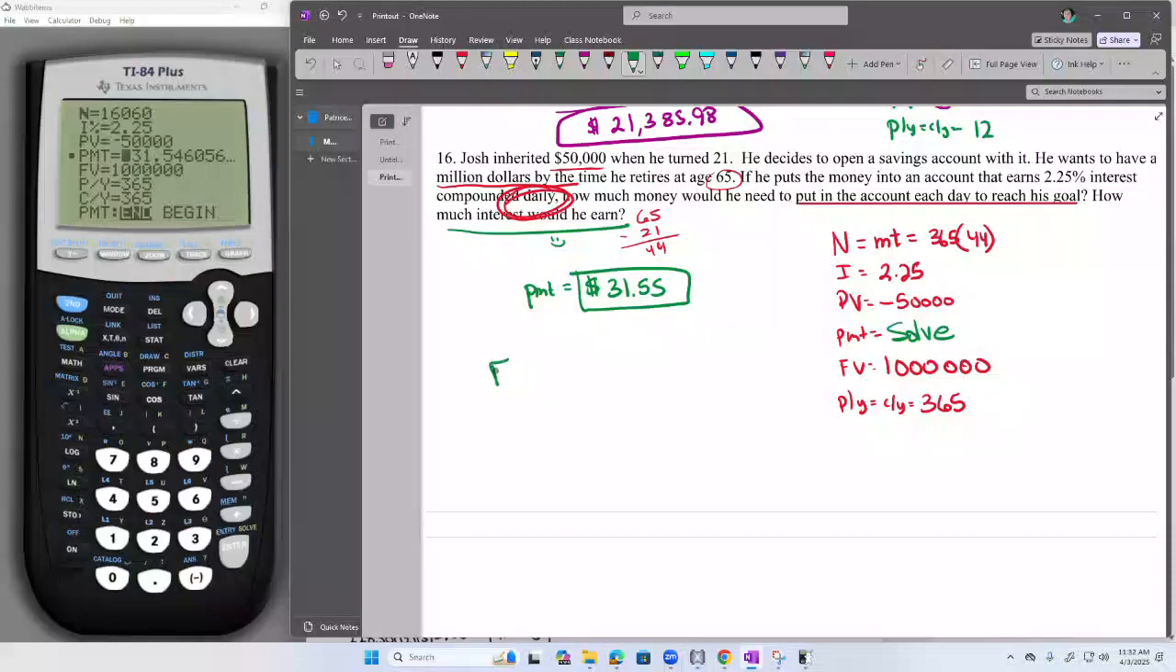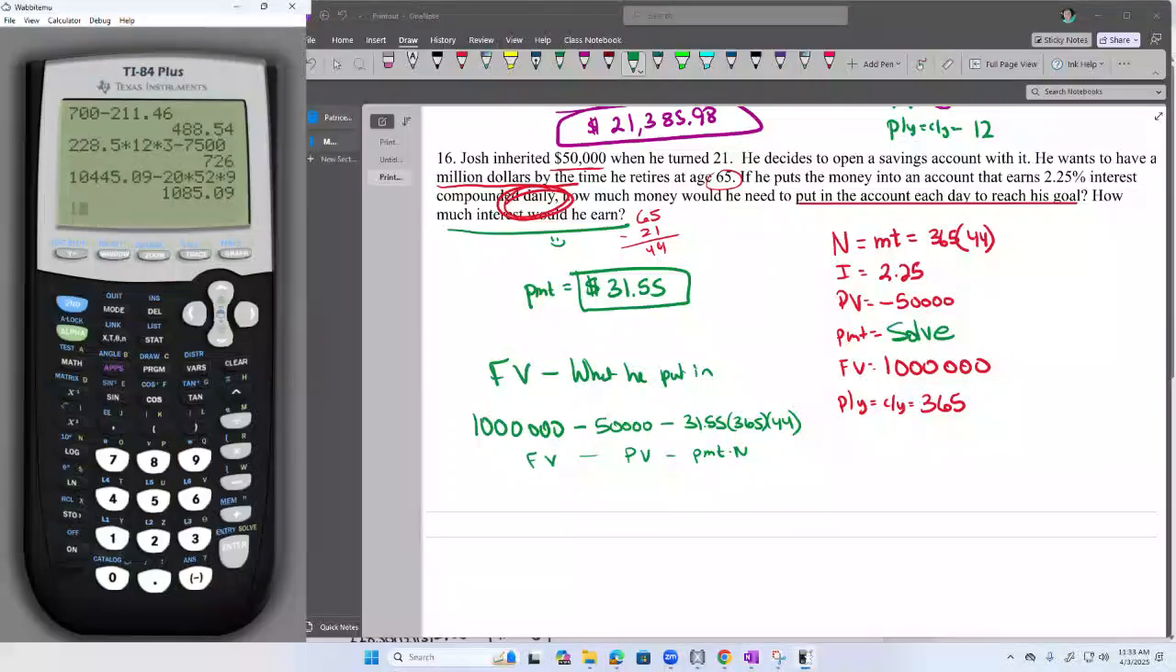That's the good interest. So that's going to be how much he ends up with minus what he put in. So he ends up with $1 million. But what he put in two big things, right? He put in $50,000 at the very beginning. And then he also put in $31.55 every day for 44 years. So he put in two things. He put in a present value and he put in a payment times N.